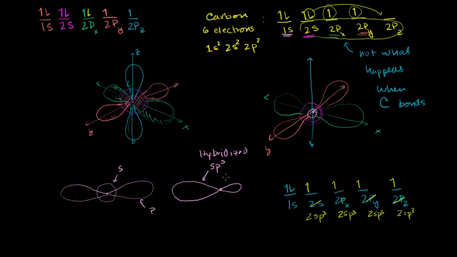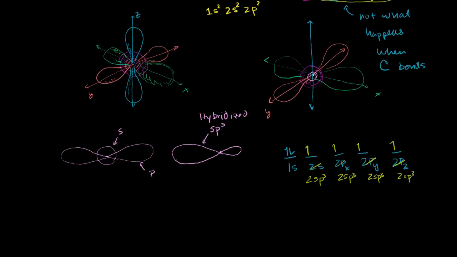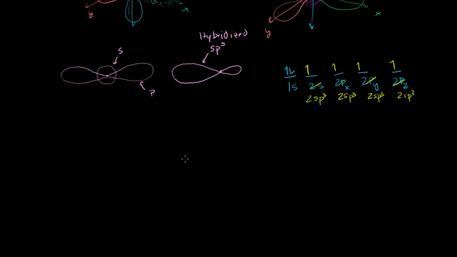And hybridized sp3 orbitals are the orbitals when carbon bonds with things like hydrogen, or really when it bonds with anything. And so if you looked at a molecule of methane, and people talk about sp3 hybridized orbitals, all they're saying is that you have a carbon in the center. Let's say that's the carbon nucleus right there. And instead of having one s and three p orbitals, it has four sp3 orbitals.